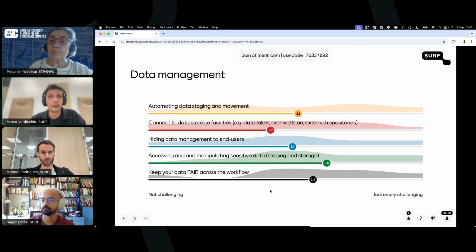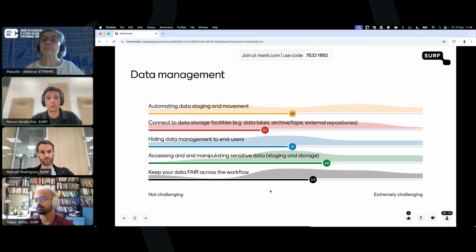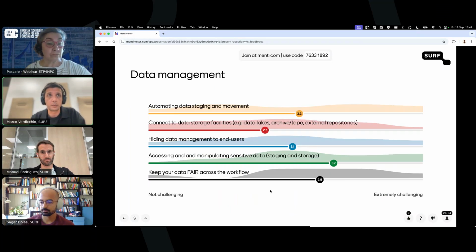And the last one is on how difficult it is for you to keep your data FAIR. So more on the interaction with metadata, findability, reusability of data across the workflow.